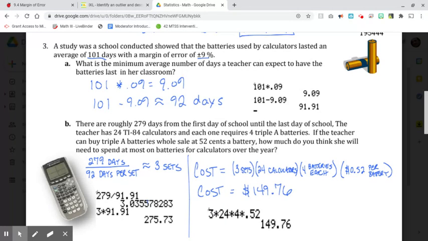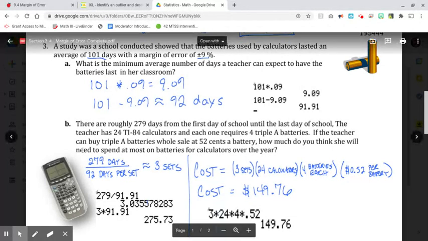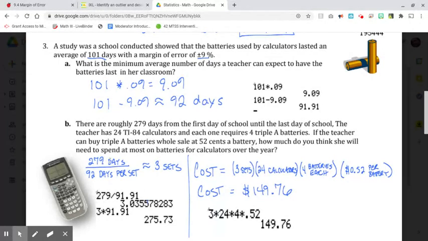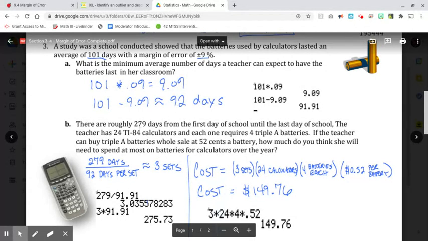If the teacher can buy AAA batteries at 52 cents per battery, how much do you think she's going to need to spend? Well, first of all, the first important part here is there are 279 days from the first day to the last day. And we know that the batteries will last at least 92 days. We got that from our earlier problem.